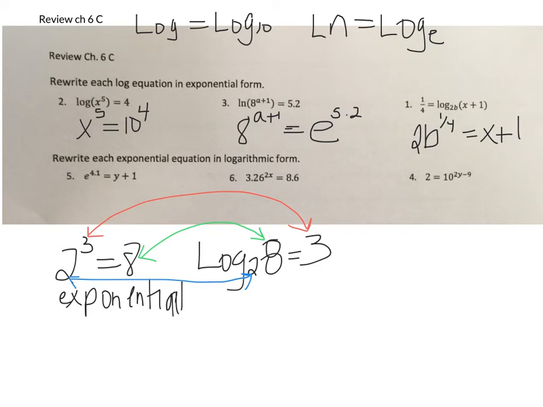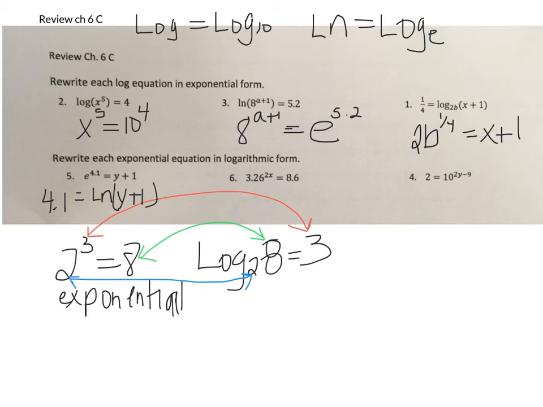And now we're going to go the other way, from exponential to logarithmic form. So our exponent is what it's going to equal in the end. So we're going to keep our variables on the same side. So e to the natural log of (y plus 1), in parentheses, because I'm taking the natural log of that whole side, equals 4.1.